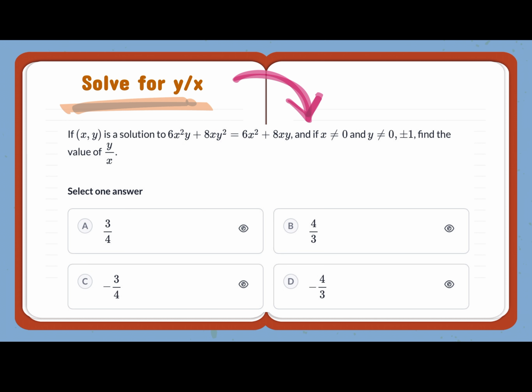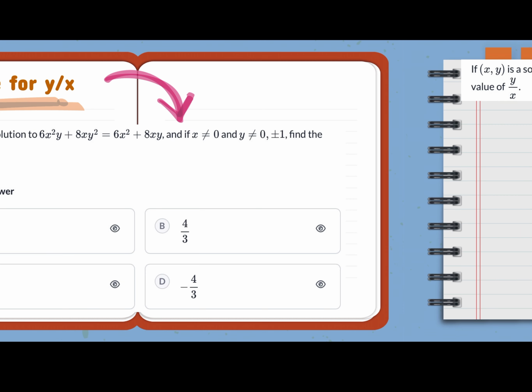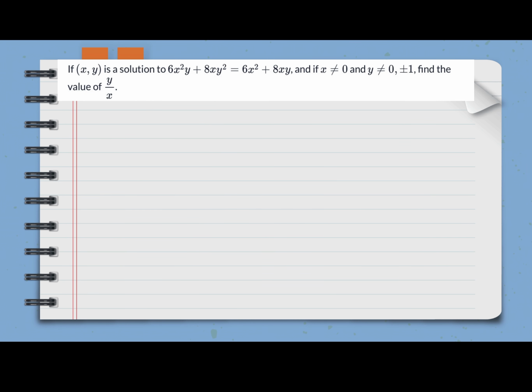And we need to find the solution here if x does not equal 0, y does not equal 0, or plus or minus 1. So that pretty much just means y cannot be positive 1 or negative 1. And we have to find the value in terms of y over x. Okay, so if you don't know how to start, just try and simplify it the best you can, because then you can make an educated guess rather than guessing blindly.